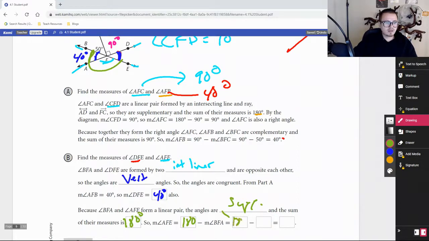So 180 minus 40 is equal to 140. So therefore, this one right here in teal, that's 140 degrees. So we're using 90 degrees, 180 degrees, complementary, supplementary, vertical angles, linear pairs. Really the gist of it.